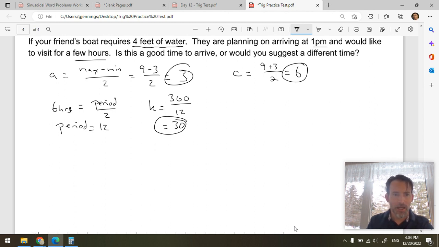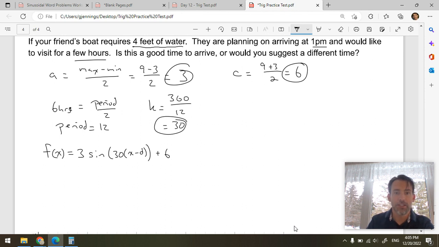So let's set it up. We know that the function that is the height of the water is a function of time, and it's equal to 3 multiplied by, we can choose sine or cosine. Let's choose sine. You could use cosine. Sine is fine. Sine of 30 multiplied by (x minus d). We don't know d yet. We're going to find it. Plus C. C is 6.